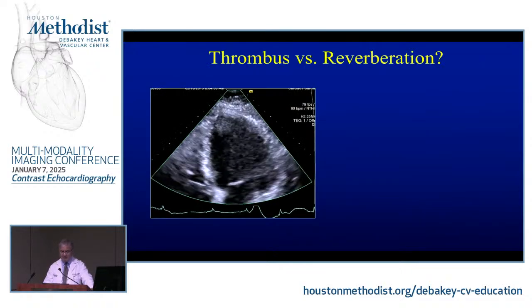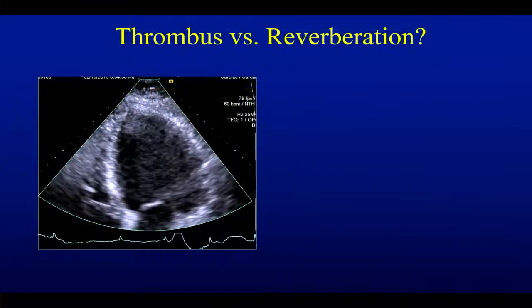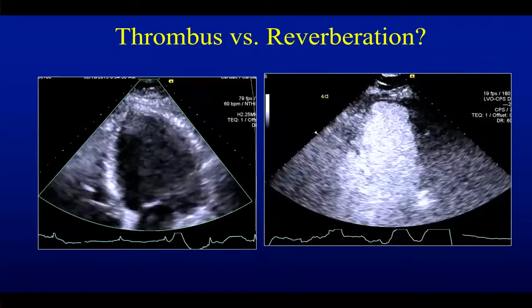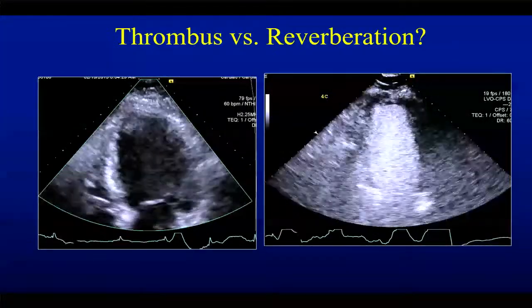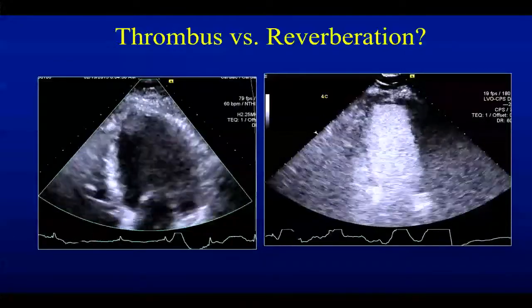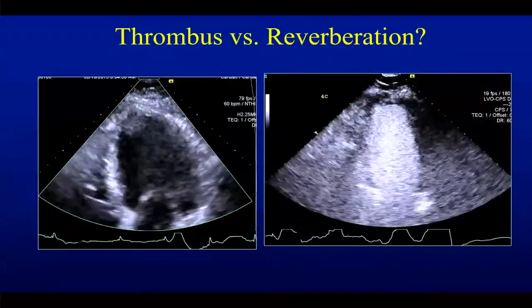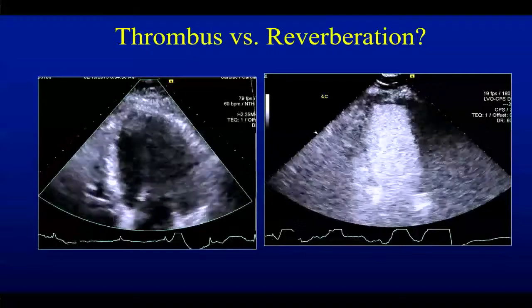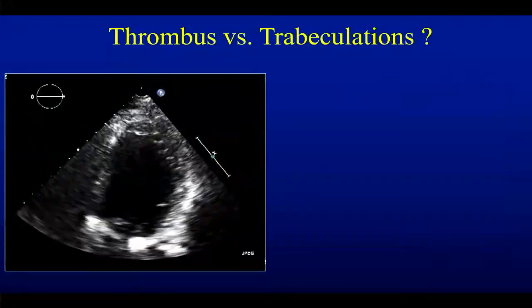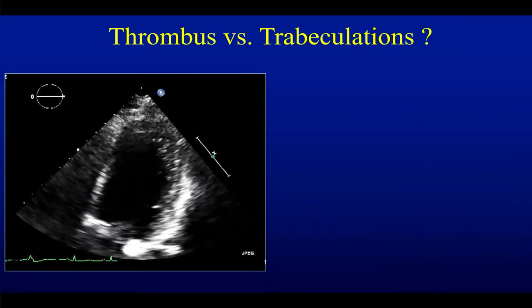Some case examples for you. Is this a thrombus or reverberation? Anybody? Thrombus. It looks like it, because the apex is abnormal, and it looks about right. There you go. The apex is, it's the right setting, right? But that's life.